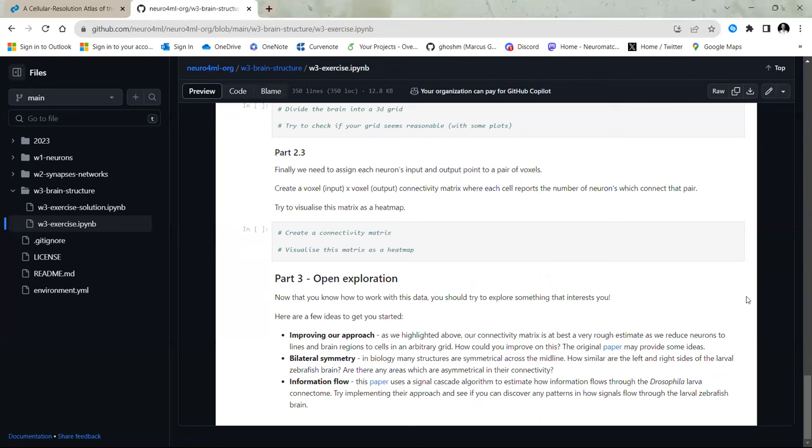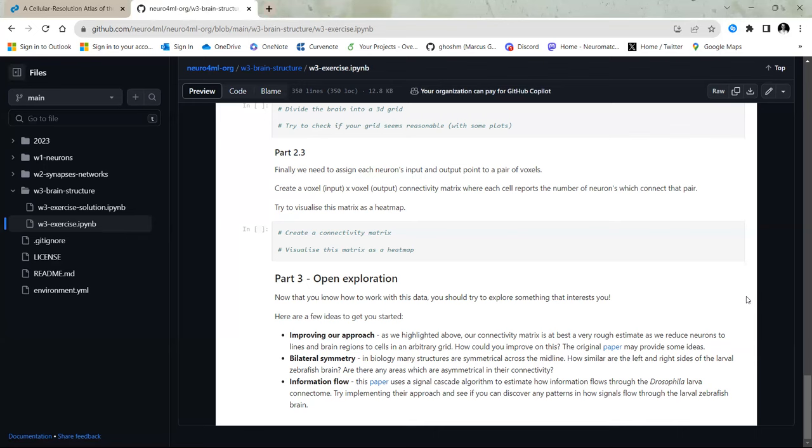The first idea is to just improve on our approach. I go into this in more detail in the notebook, but the connectivity matrix, which we estimate, is at best a very rough estimate. So you could try to improve on that, and the original paper could provide you with lots of ideas on how to do that. The second idea would be to explore how symmetrical the brain is down the midline. In other words, how similar are the left and right-hand sides in terms of the distribution of cells, their connectivity patterns, etc. And you could also try to see if you can find areas of the brain which are asymmetrical.